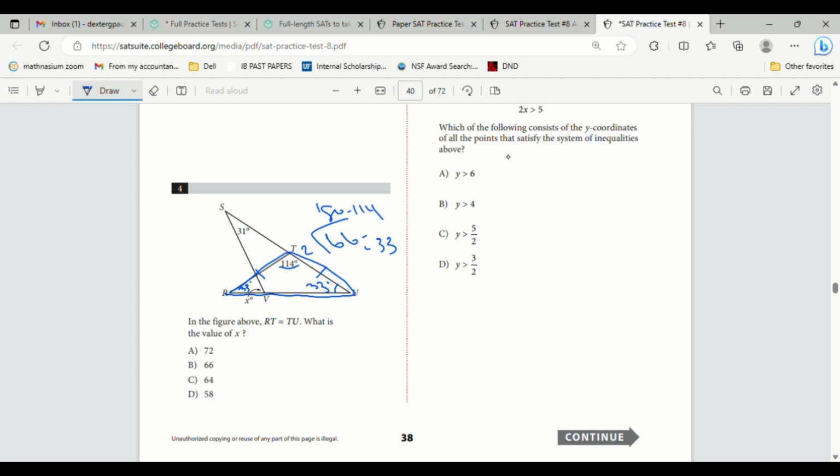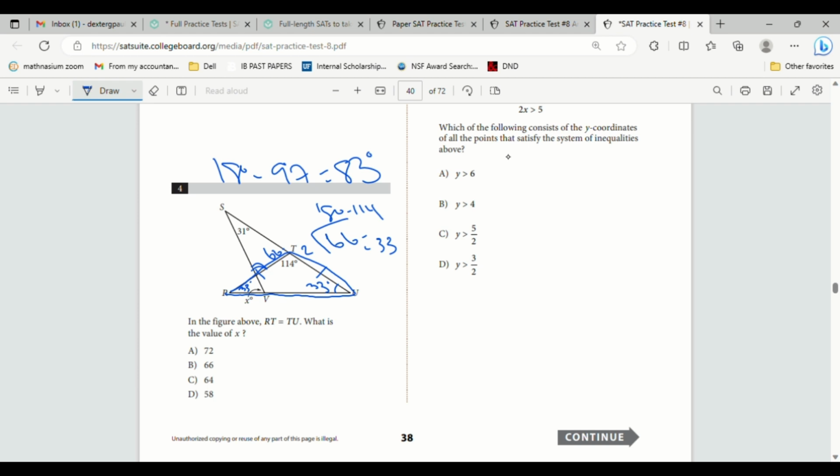But I need to find what x degrees is. I also know I can find what angle STR is right here, because it's supplementary with angle 114 degrees. So again, 180 minus 114 gives me that 66. So the angle right here is 66 degrees. I can find this angle right here by doing 31 plus 66, 97. Subtract that from 180, and I get 83.